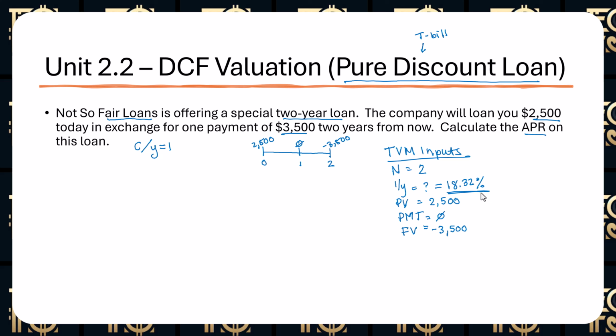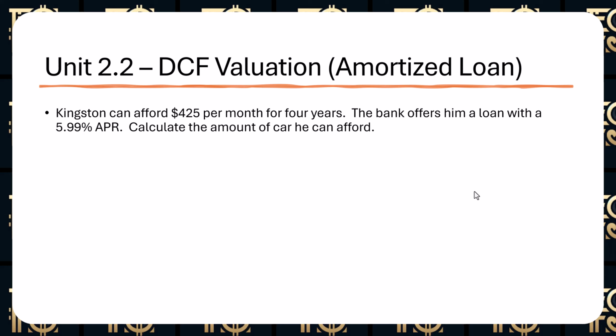And that's per year. A little bit less than probably a credit card, but still quite a very high interest rate. Hence the name Not So Fair Loans. All right, next question. Kingston can afford $425 per month. The bank offers him a loan with a 5.99% APR. Calculate the amount of car he can afford.